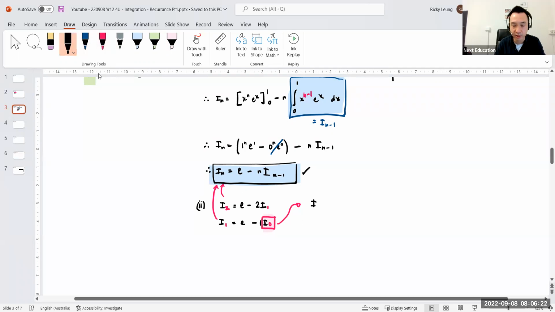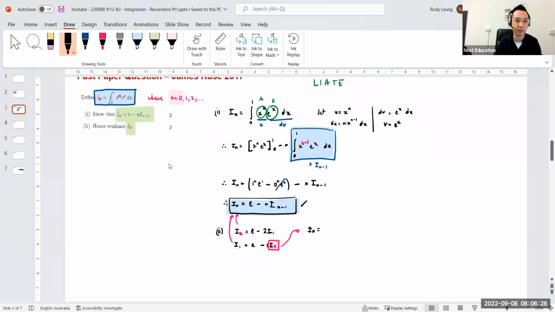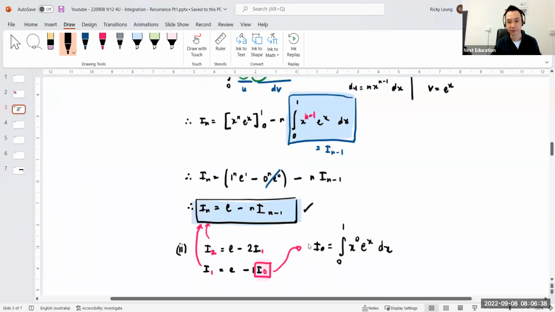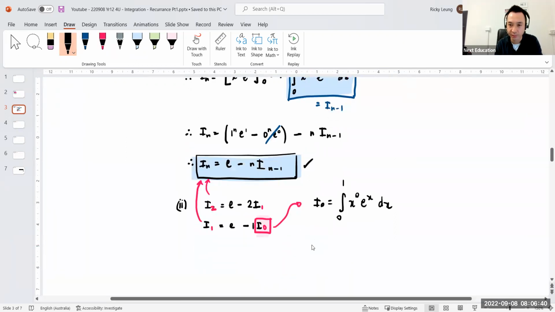So I0 is equal to, and this is where you go back to your original integral and just replace the n with 0. Then you should have a very easily integratable statement. That's 0, e to the x is just e to the x. Pretty basic. And then the limits 1 and 0, e to the power 1 minus 1, so e minus 1.